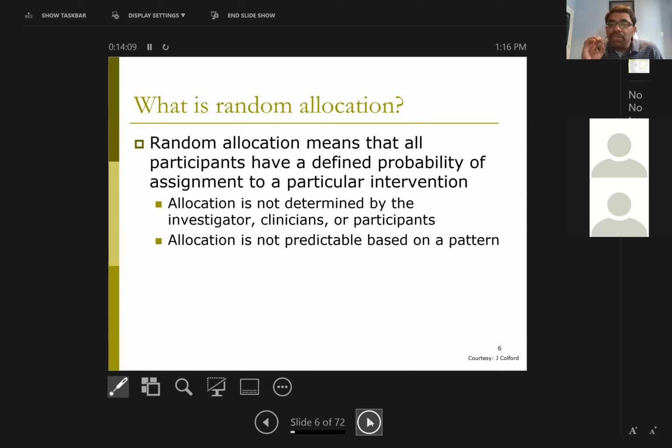And allocation should not be predictable. For example, if you use an alternative scheme, right? First patient gets drug, second patient gets placebo, then again drug, and then placebo, and then drug and placebo. Before you know, the entire hospital has come to know that's the pattern, right? And then people will jockey around and move themselves up and down the list to make sure they get into this or make sure they get into that. The nurse will move patients around. The treating doctor will mess around. Before you know, the entire trial is a disaster because it's a predictable pattern.